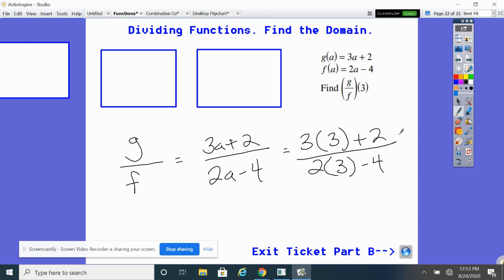We're going to solve the top. 3 times 3 plus 2, that's 11. On the bottom, 2 times 3 is 6, minus 4 is 2. When they ask you to plug in the number, you just want to evaluate it. You try to simplify it to one number if you can. The answer is 11 halves. So go ahead and try part B. See and check for understanding, and I'll help you out if you need help.